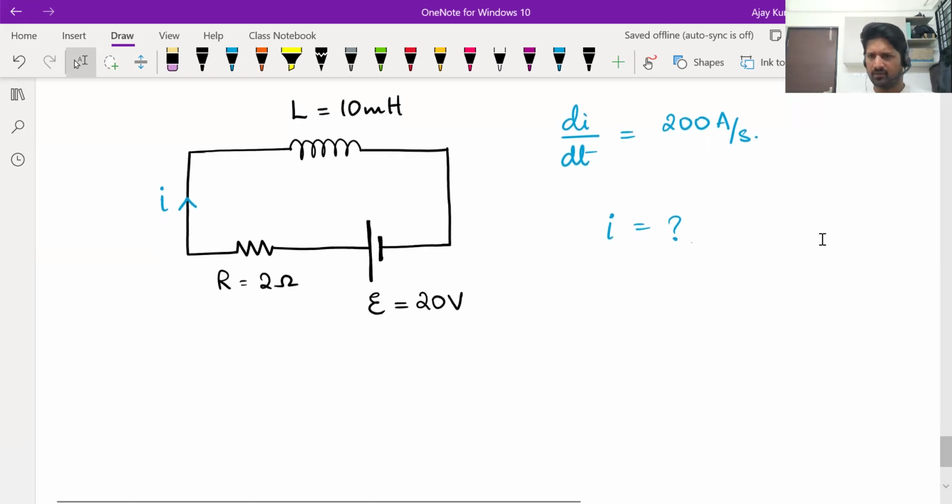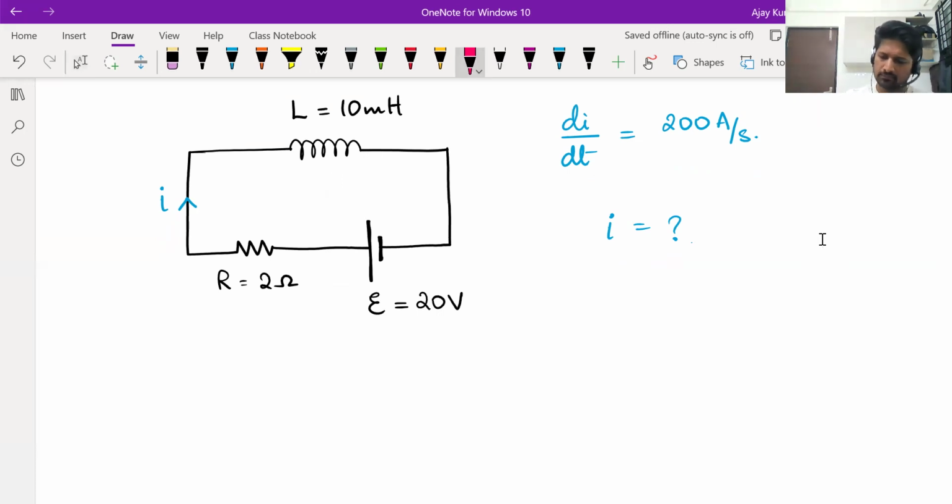Sir, KVL. Where did you start from? Which corner of the loop? The left side, sir. Okay, anywhere on the left is fine. Did you move clockwise or anti-clockwise? Clockwise. It doesn't matter whether you start from here or here, because there's no element present in between these two dots. Okay, you moved clockwise. First element you come across is the inductor.